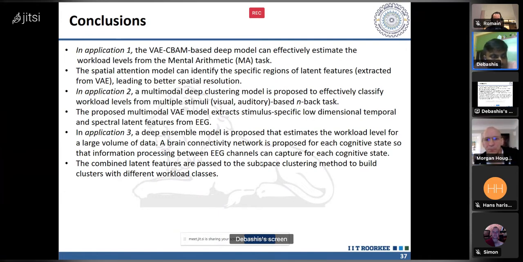Right. Okay. But they are different. The cognitive states are different. In the application one, there are four cognitive states. One is baseline, which means the participant has no task, only closes their eyes and takes rest. In low workload, there is a very simple arithmetic task. In medium workload, there is a more complex task. And in the high workload level, there are very complex tasks. The time duration is the same. The temporal demand is greater as the workload level increases.